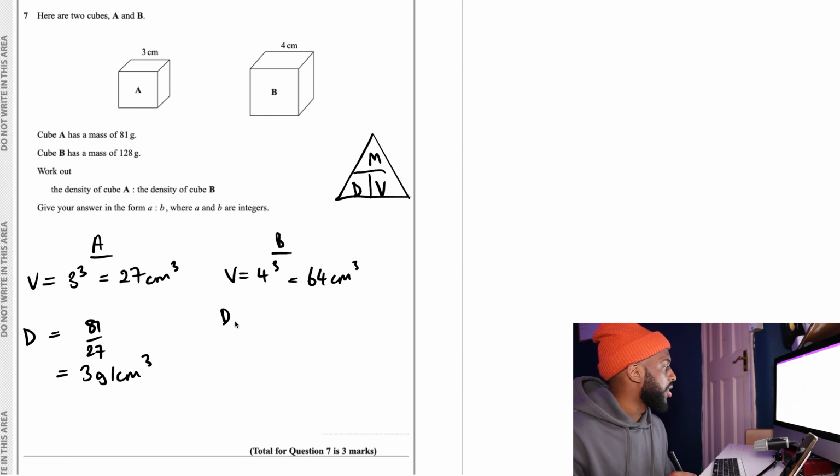And we do the same over here for cube B. So our mass is 128. And we're going to divide that by our volume, which is 64. And that gives us 2. So the ratio is just going to be 3 to 2.